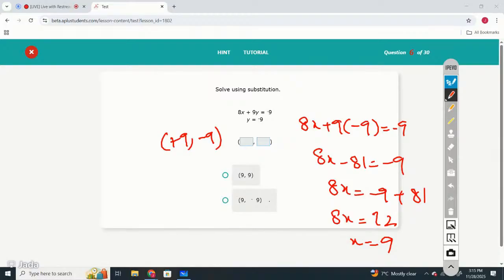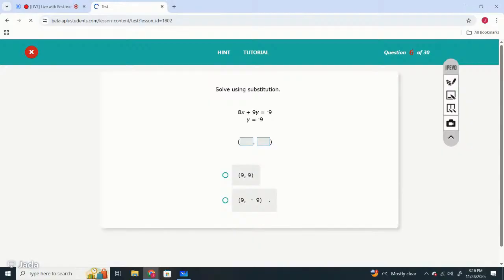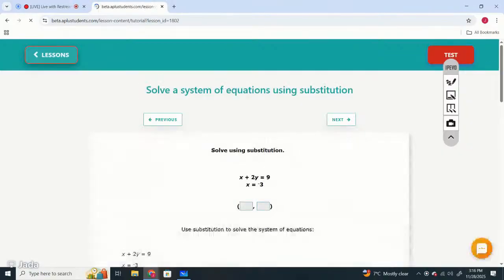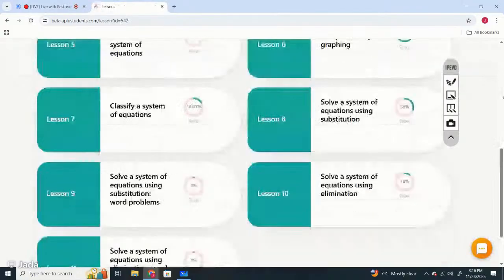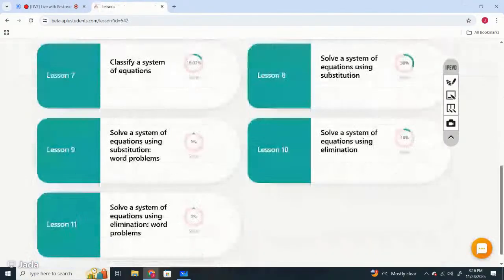Okay, you can complete the lesson by yourself later today. Let me just move on to the next lesson. The next lesson is solve a system of equations using substitution word problems.